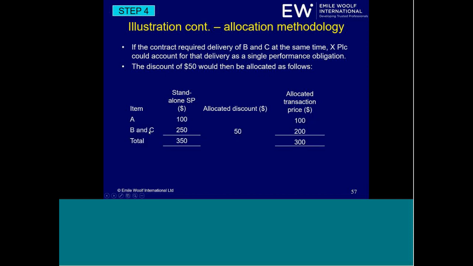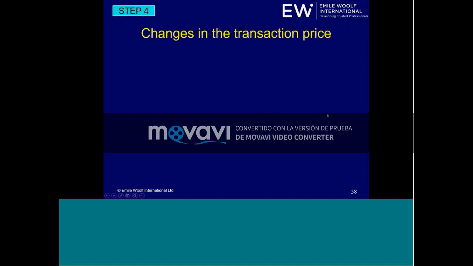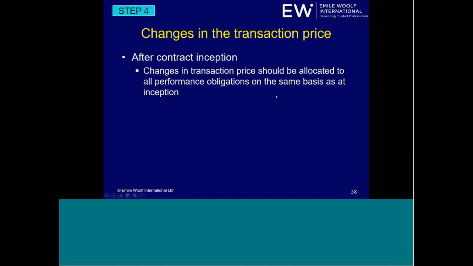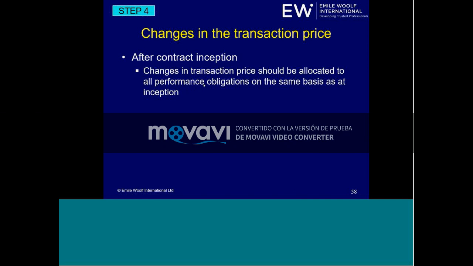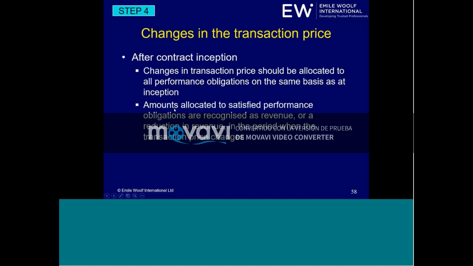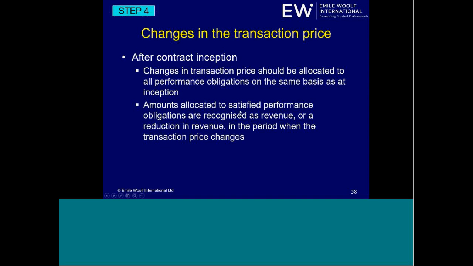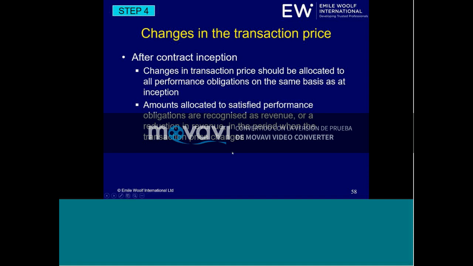on what happens if there was to be a change in the transaction price after contract inception. The price should be allocated to all remaining performance obligations using the same formula, the same basis as it was at inception. And to performance obligations that have already been satisfied, revenue or an adjustment in revenue. So that transaction price changes. You do not reallocate the transaction price solely for changes in that ratio, that formula of standalone prices.